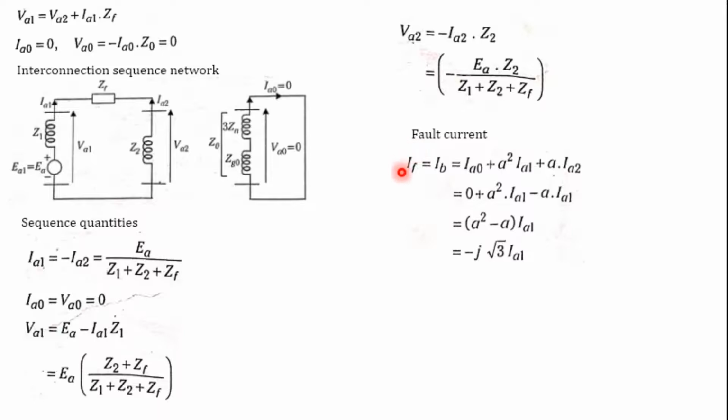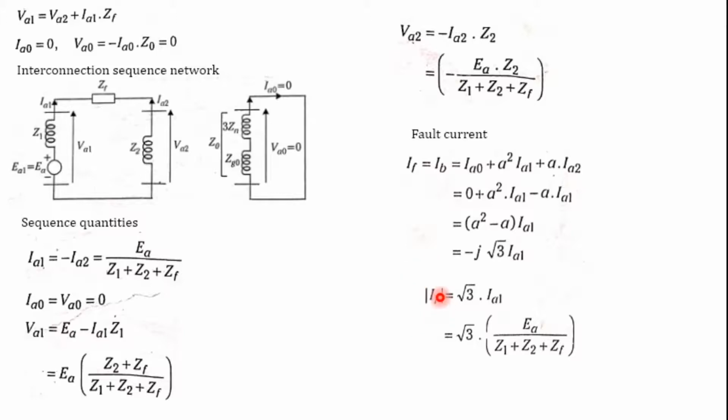So let us consider the fault occurring across the circuit B. This will become Ia0 plus a² Ia1 plus a Ia2. Okay, so Ia0 is already 0, substitute that. For Ia1, we know that Ia2 is minus of Ia1. So this is what we will get: a² minus a times Ia1. Hence the final equation we will get is minus j root 3 times Ia1.